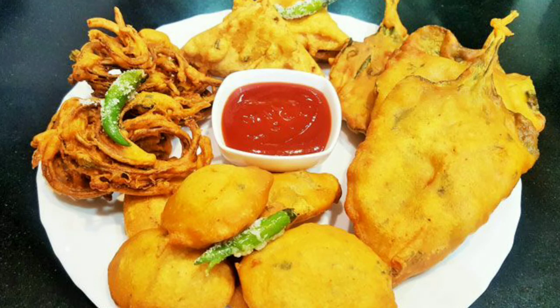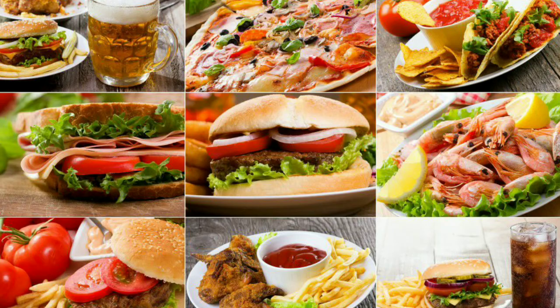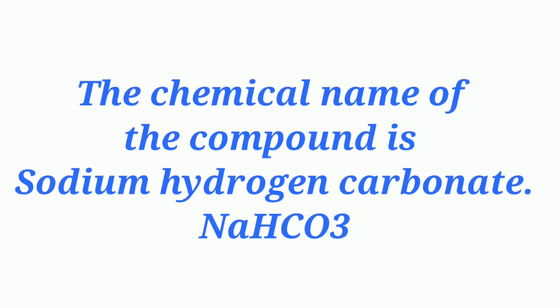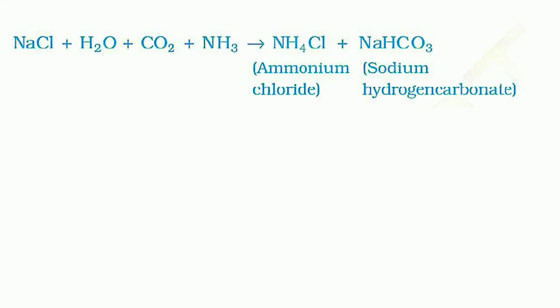One more important chemical we get from common salt is baking soda. We commonly use it in the kitchen for making tasty, crispy pakoras, which we can call bhaji. Sometimes it is added for faster cooking in hotels and food factories. The chemical name of the compound is sodium hydrogen carbonate, which is NaHCO3. It is produced using sodium chloride as a raw material. Let's check the reaction here.